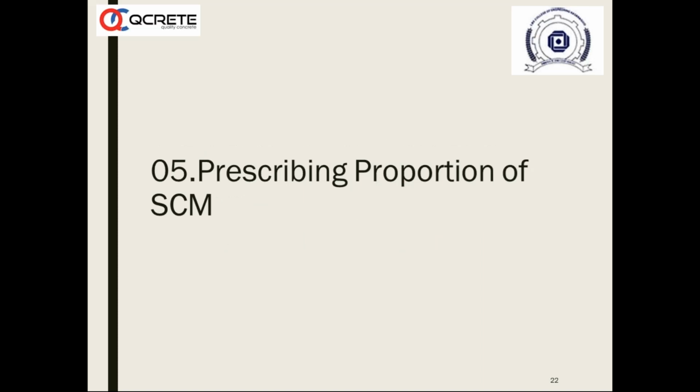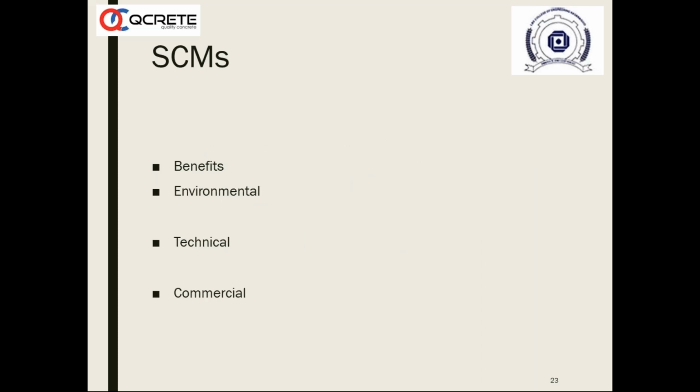You have SCMs. What are SCMs? SCMs are pozzolanic materials. They have benefits environmentally, technically, and commercially. The environmental benefits we already talked about. If you don't use 1 ton of OPC, you are indirectly reducing the production of 0.8 to 0.9 tons of carbon dioxide. This is the single largest contribution if you don't use OPC.